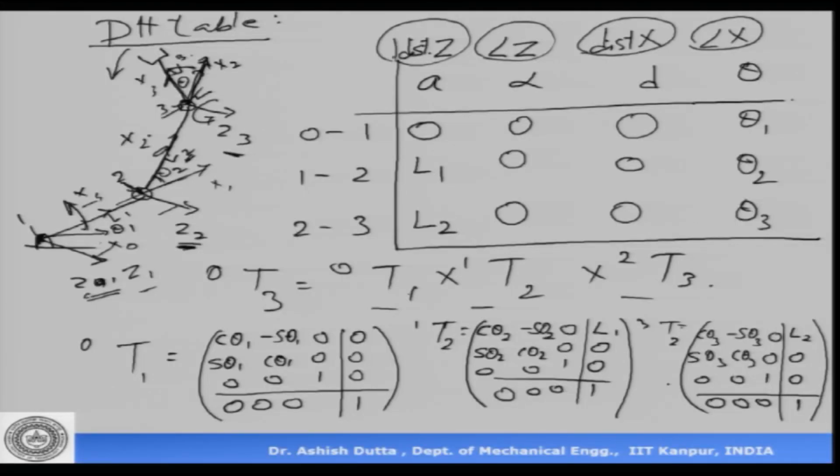which will give us the relation between the third frame and the 0 frame in the case of this manipulator system. So, we will stop here for today.